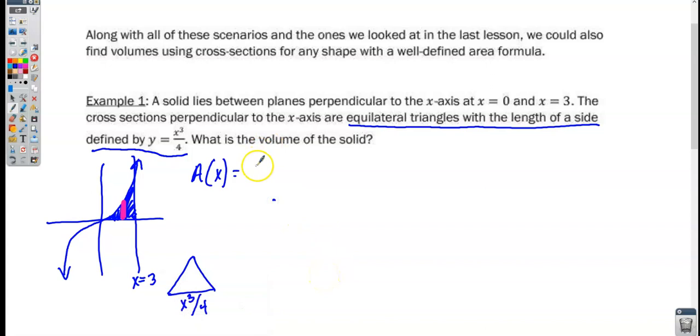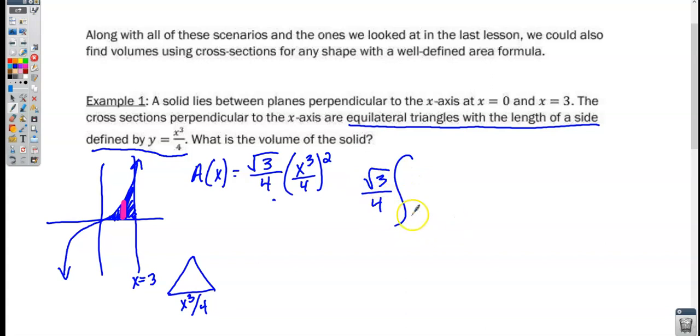And so the area formula for an equilateral triangle is square root of 3 over 4 times the length of a side squared. And so that's going to be what we do to calculate our volume for this solid. And so we're going to have square root of 3 over 4 times the integral from 0 to 3 of the quantity x cubed over 4, quantity squared, with respect to x.